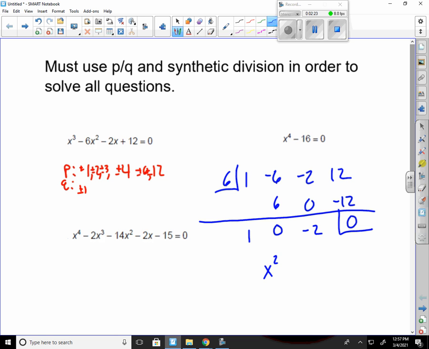So you end up with x squared minus 2 equals 0. Since this was a 0 in the middle for the x, I don't even list it. Now I add the 2 over to the other side. I get x squared equals 2. Take the square root of both sides. I get x equals plus and minus square root of 2. So my 3 roots here are 6 and plus minus root 2.